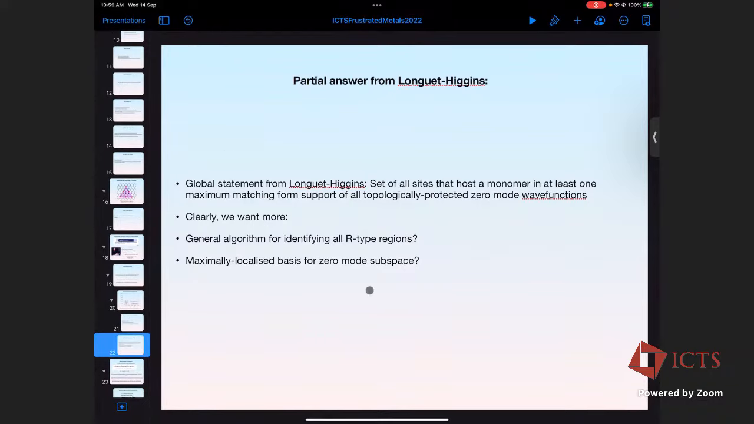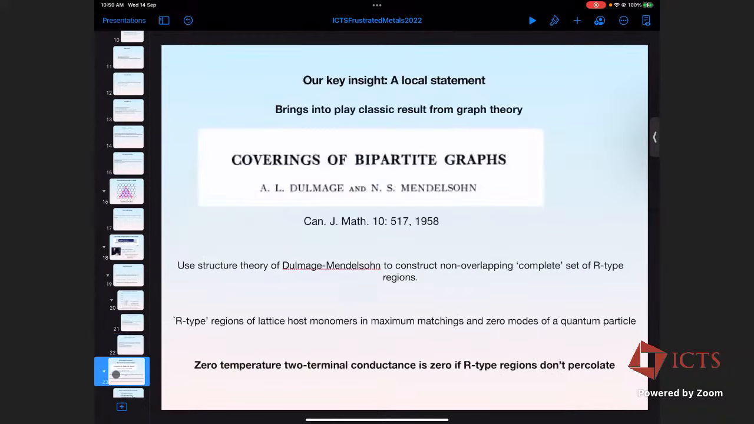So I would like something more than this global answer. I want a local answer. In this region, how many monomers will I always have? And it turns out there's a very nice theory that helps us do this. And this is the punchline of our previous work. We could answer this question. We could look at these R-type regions, and let me tell you how.